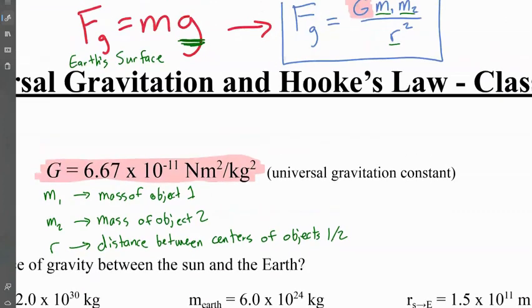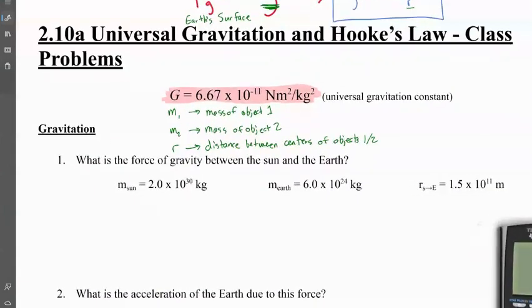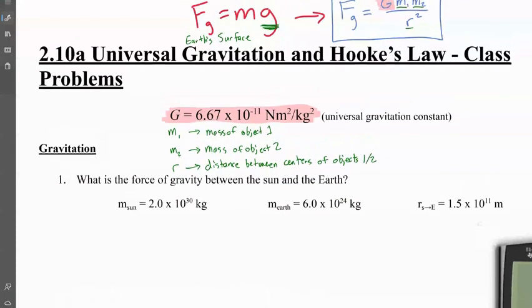Let's take a look at some practice problems here. First problem: what is the force of gravity between the sun and the earth? I give you the mass of the sun and the mass of the earth and the radius from the sun to the earth. All right, let's try this out then. The force of gravity is G m1 m2 over r squared.